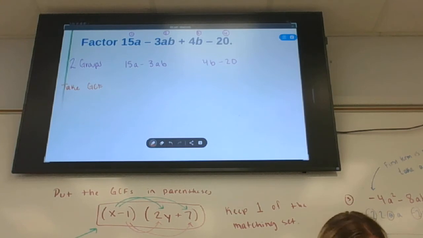Joseph, what's the greatest common factor in the first group? A. Anything else? 3. Those divide by 3 and A. So go back, y'all. If you just took an A, good job. But these also divide by 3. 3A. What will be left in parentheses if we divide a 3 out? Maybe I'll set up the fractions. Maybe that'll help. Yeah, 15 divided by 3 is 5, and the A's would cancel. 3 divided by 3 is 1. A's would cancel. That 1, B, and I don't need that 1 there even. 5 minus B.